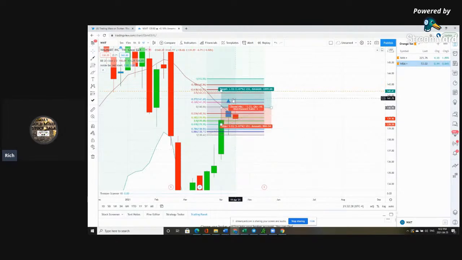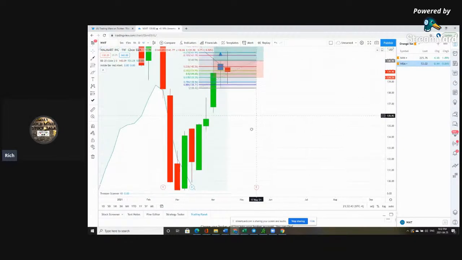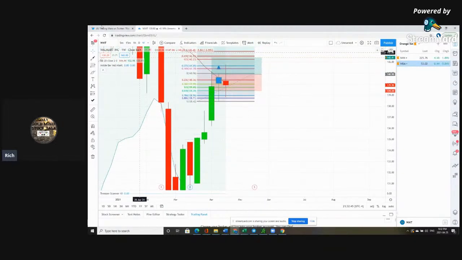A break above 141 would be very bullish, and a break below this right here, 138, we could see it coming to retest this area for a Fibonacci play.